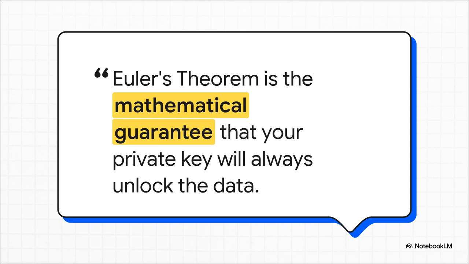Okay, but how can we be 100% sure this will always work? The answer comes from this amazing piece of number theory from way back in the 18th century. Now, you don't need to be a math whiz to get the big idea here. Euler's theorem is the system's quality assurance. It's the unbreakable mathematical rule that guarantees your private key is the one and only key that can reverse what the public key did. It's what makes the whole thing trustworthy.